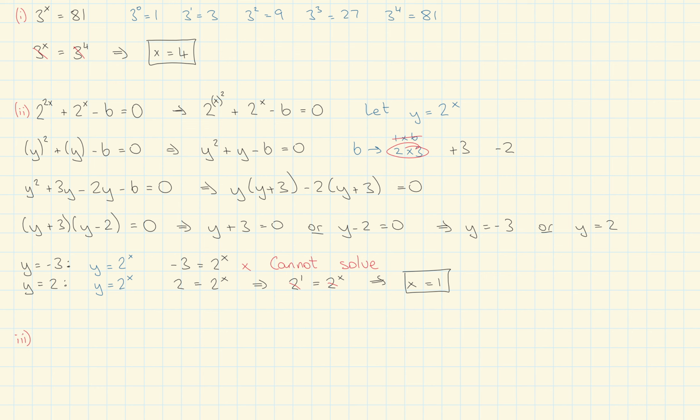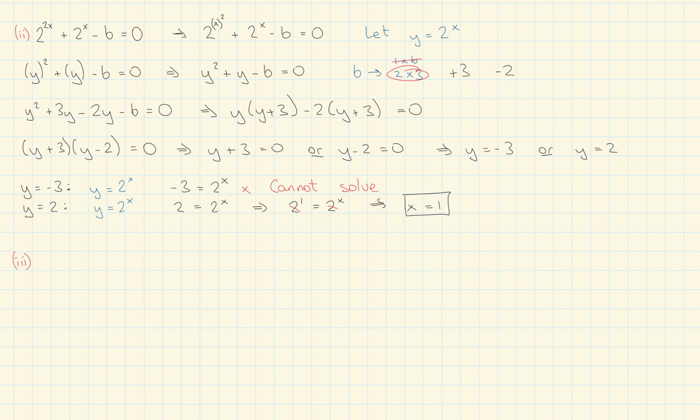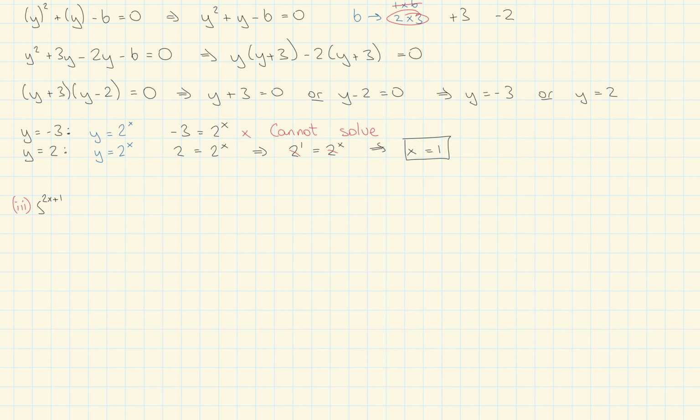And part 3. Just a little bit more of a difficult version compared to part 2. So we have 5 to the power of 2x plus 1, minus 5 to the power of x, minus 4 equals 0. Okay, first thing we'll do for indices rules is rewrite this first part here. So we'll have 5 to the power of 2x multiplied by 5 to the power of 1, minus 5 to the power of x minus 4 equals 0.